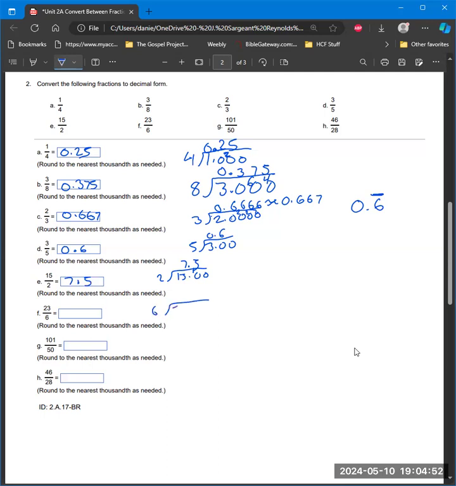6 goes into 23. This is going to be 3. And then 5 makes 50. 8 is 48. Subtract from 50 is 2. 3 times 6 is 18. Another remainder of 2. And that just keeps on going like that forever. So we're going to round that to 3.833.